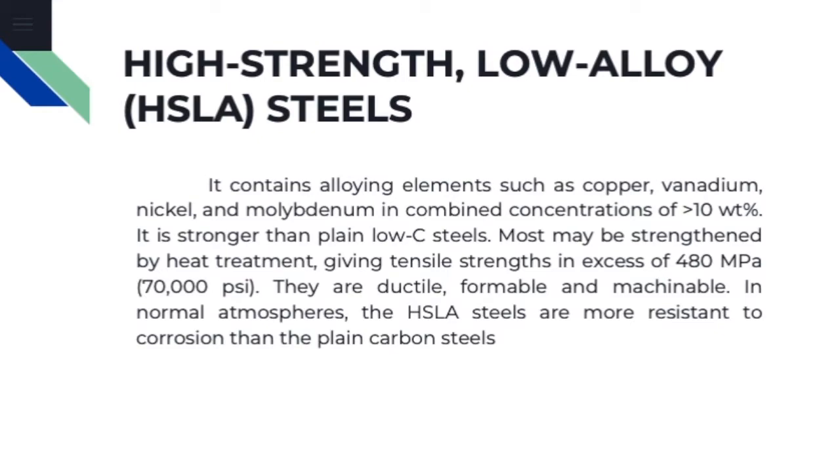High-strength, low-alloy HSLA steels. The high-strength, low-alloy steel or HSLA is a type of alloy steel that provides better mechanical properties. Mas mataas yung resistance ng HSLA sa corrosion compared sa low-carbon steel. HSLA steels vary from other steels in that they are not made to meet a specific chemical composition but rather specific mechanical properties. It also contains alloying elements such as copper, vanadium, nickel, and molybdenum in combined concentrations of less than 10 weighted percentage. Dahil small amount lang ng carbon ang nasa HSLA, they are twice as strong as plain low-carbon steels. They are also ductile, formable, and machinable.